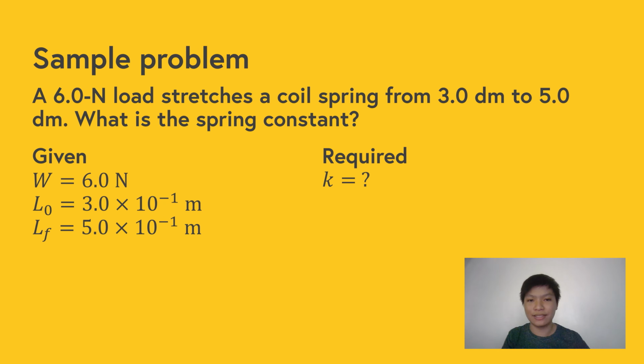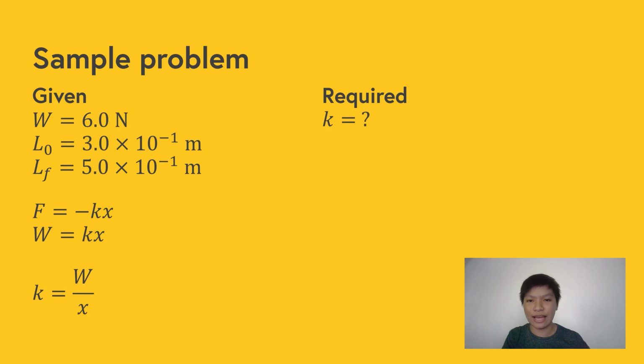The restoring force equals the negative of the spring constant times the displacement. However, we don't have the restoring force. We have the weight. Fortunately, the weight is just the same magnitude as the restoring force, just in the opposite direction. So if we are using the weight, we will just negate the other side of the equation and we will get weight equals kx. Dividing both sides by x, we will get this equation. The spring constant equals the weight over the displacement.